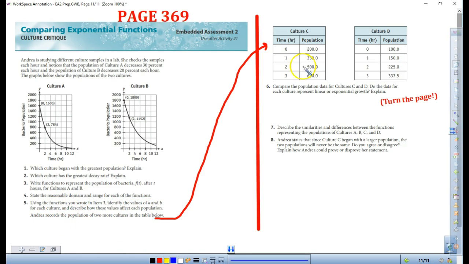Then she does 2 different cultures, C and D. Now you have to compare them and decide if they're linear or exponential. Hopefully you know how to do that. And then describe the similarities and differences between the 4 cases, like we did 3 of them in the prep. And then see what you think about Andrea's last statement here. But be sure you explain how she could prove it if you agree or disagree.